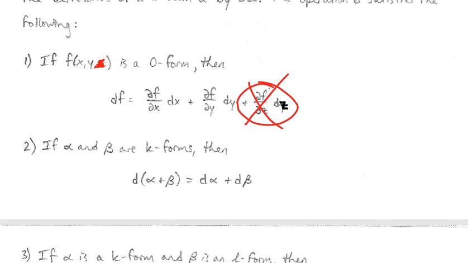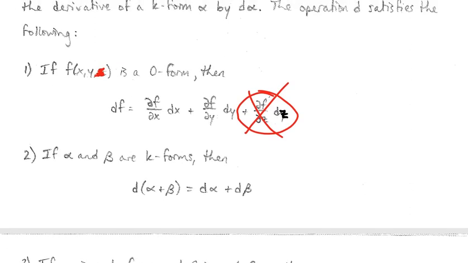Property number two, suppose we have two k forms, alpha and beta. Then if you want to take the derivative of the sum of these k forms, then that is just the sum of the individual derivatives of those k forms on their own. This should not be a surprise to us whatsoever. It's working in the exact same way as differentiation worked for single variable functions, and partial differentiation has worked for multivariable functions. So this differentiation operator is linear.